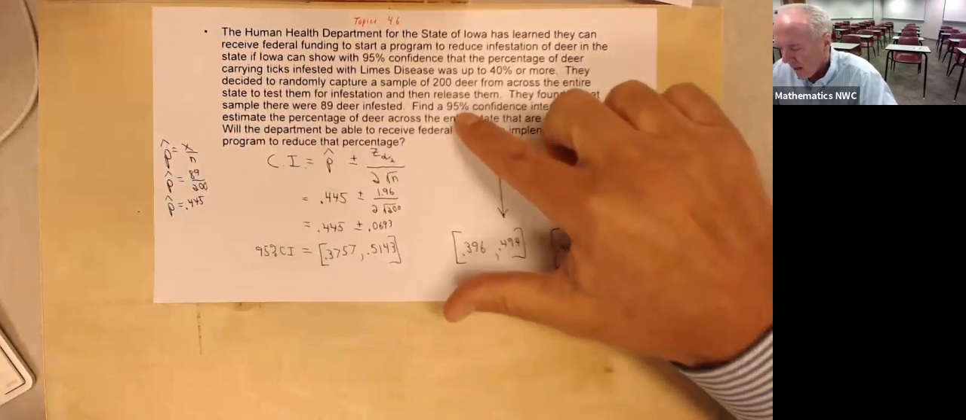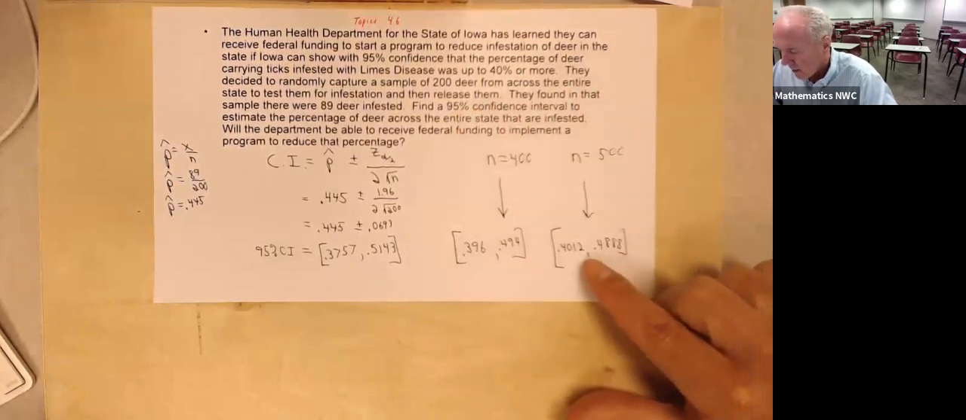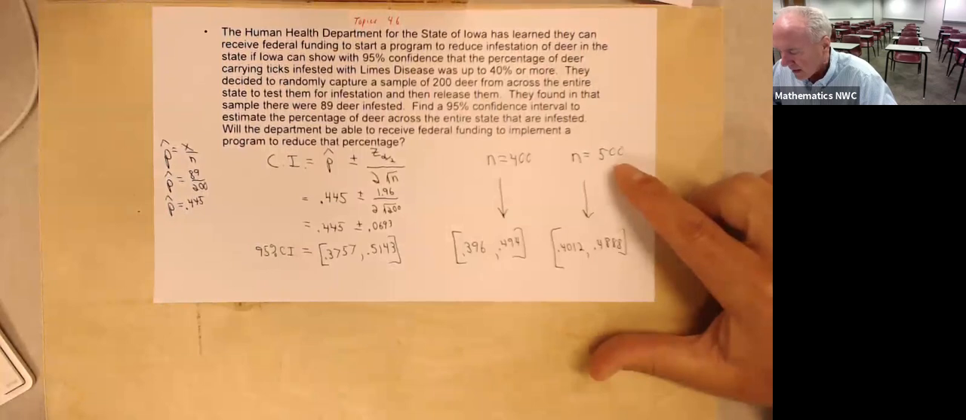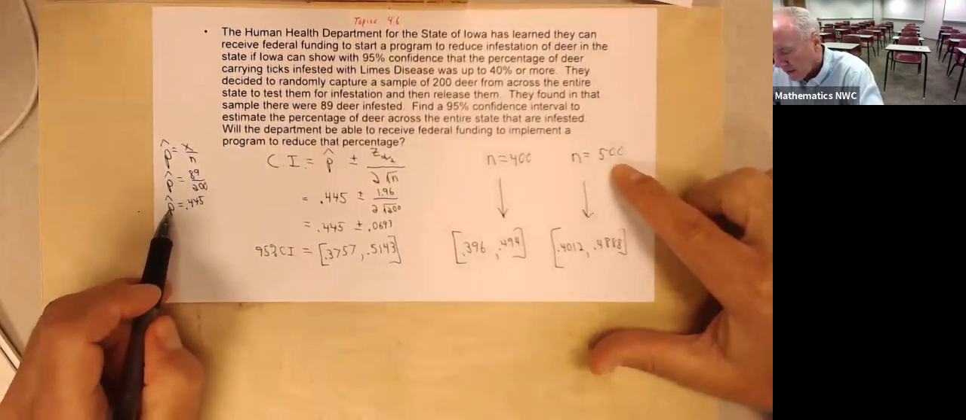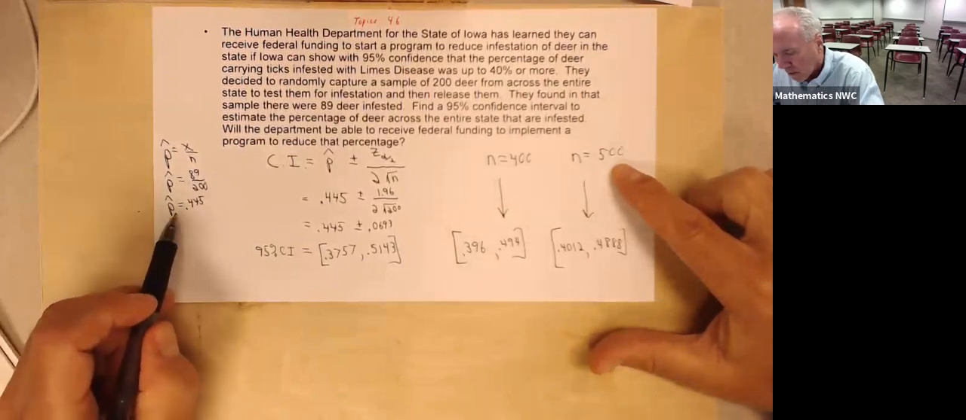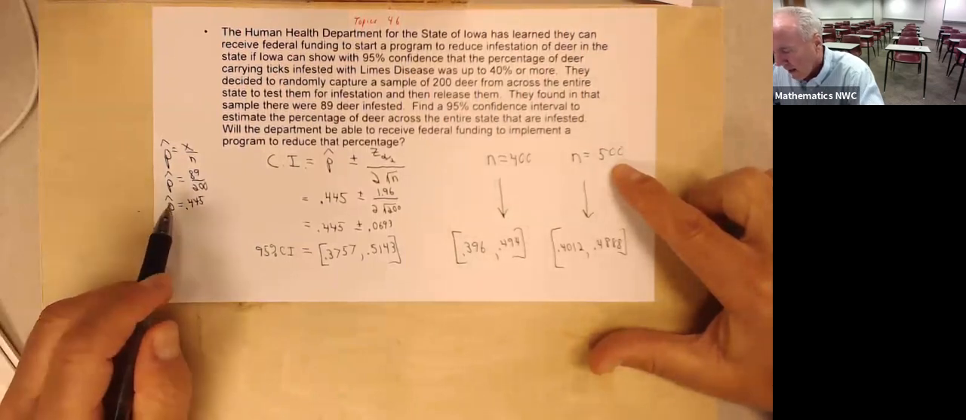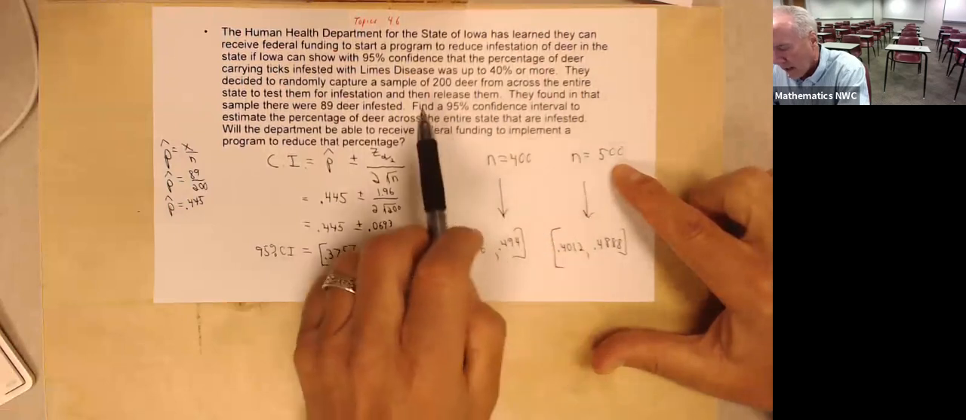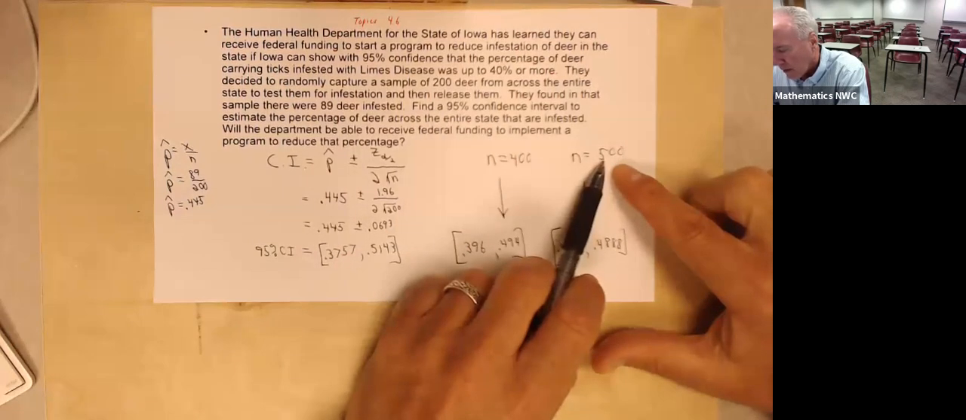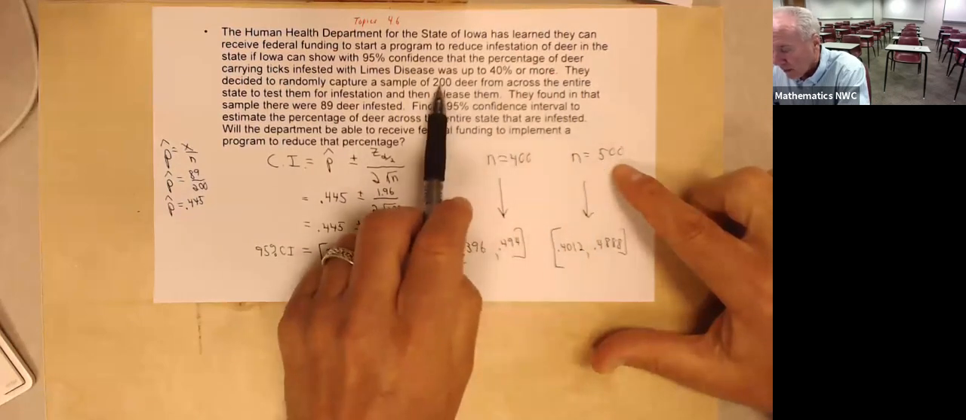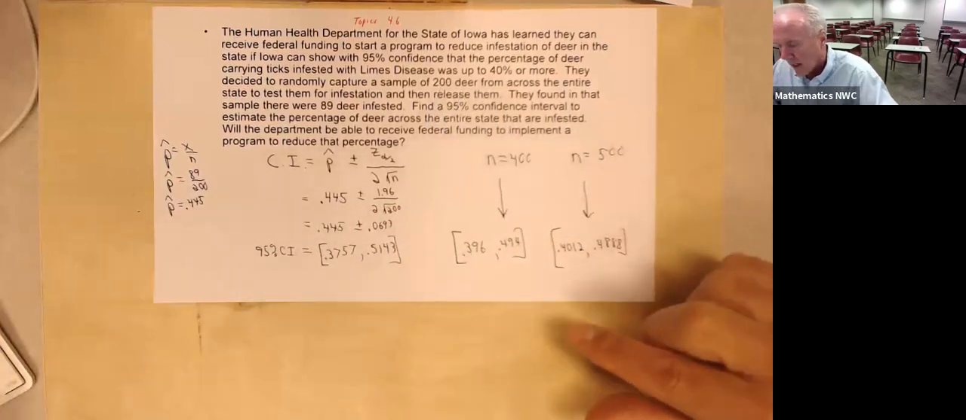So I'm 95% sure that it's entirely above 40 if I could get a sample of 500 that would give me relatively the same point estimate or sample proportion. I would have to retry the entire experiment using 500. That is a challenge, capturing 500 deer across the entire state, but that's what it would take in this case.